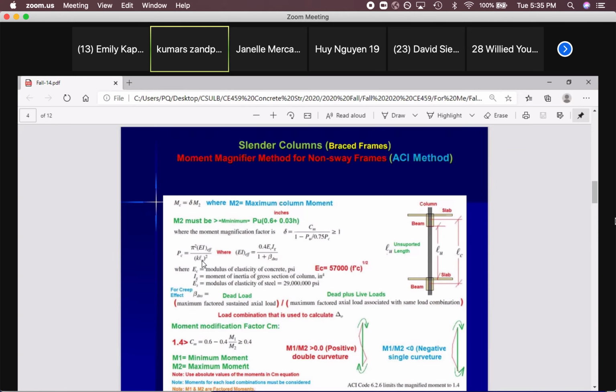Those are important. EI effective: there are different methods in ACI. One of them is harder and one of them is simplified. So we will go with the simplified. So EI effective is this one.